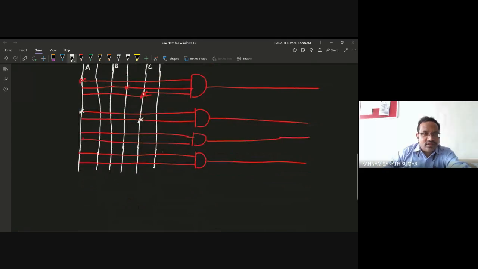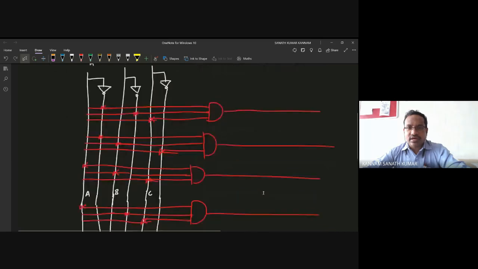So this is AB, and this is AB. So this is AB, and A, B, C in. So B, C in means this one is B and this one is C in. Now next, what you need to do? These are connected with an OR gate.